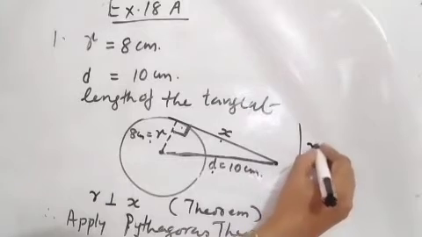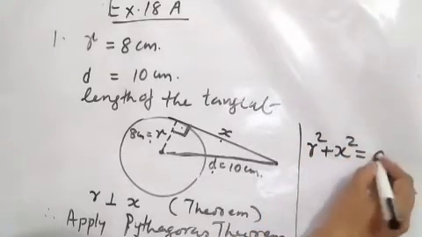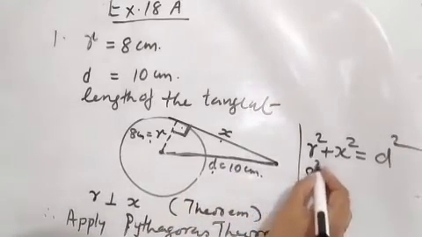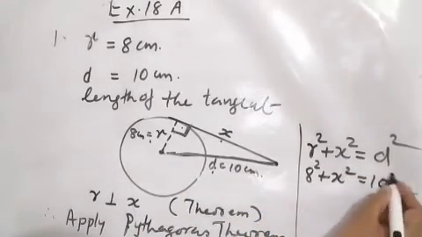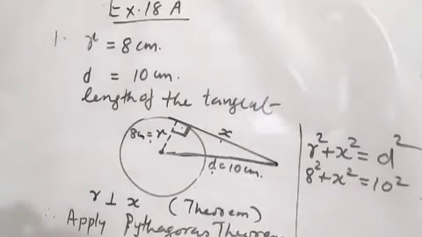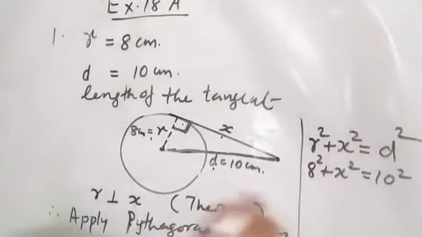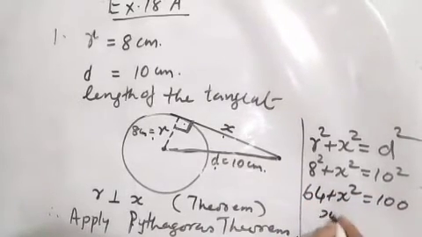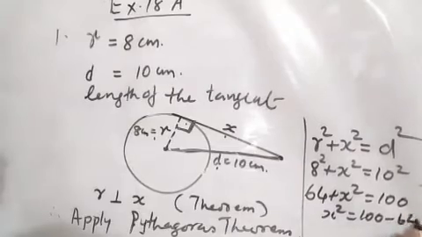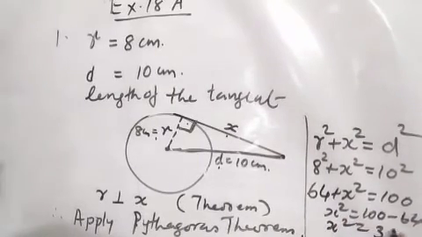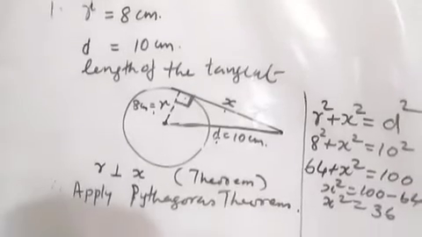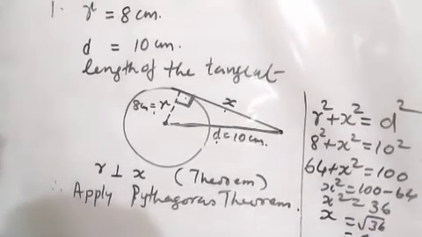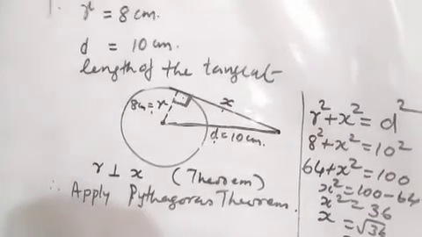So we can write r square plus x square equal d square. D is the hypotenuse here. 8 square plus x square is 10 square. What is the square of 8? 64 plus x square gives 100. X square is 100 minus 64, 36. X square is 36. So can you say what is the value of x? Yes, x is the square root of 36. That is 6 centimeter.